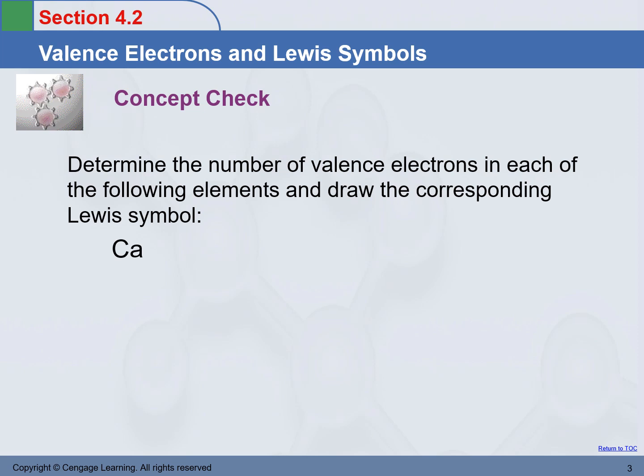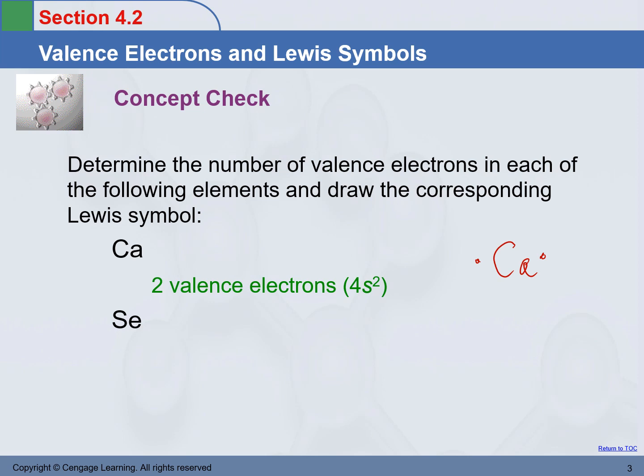Calcium is element number 20. If you look through the periodic table, you're going to see calcium is in column 2A. So calcium has 2 valence electrons. Lewis structure? No, Lewis symbol, not Lewis structure.